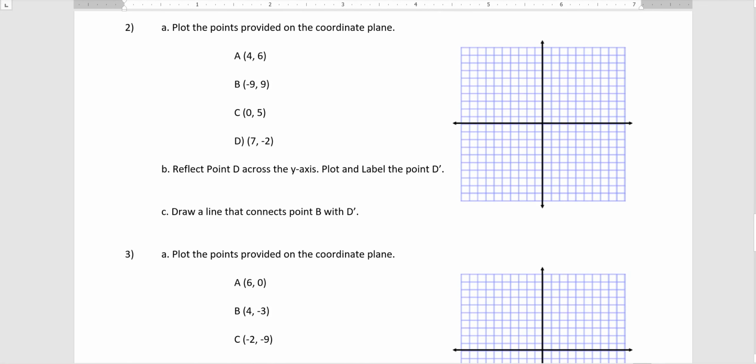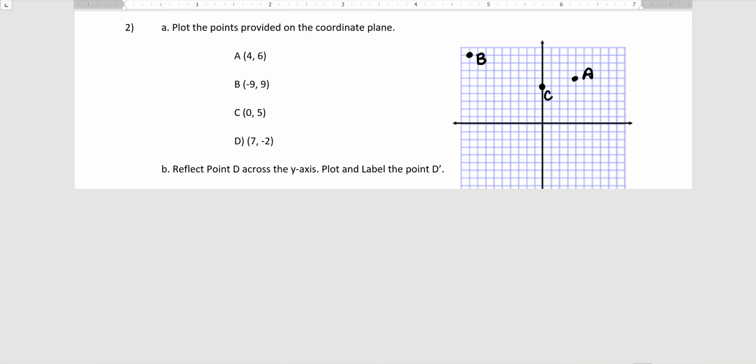So again, we're going to plot points. So 4, 6 means right 4, up 6, and that is point A. Negative 9, 9. So that would be left 9, up 9. Right here, that's point B. 0, 5. So I would go over 0 and then up 5. 1, 2, 3, 4, 5. That would put me right here. That's point C. And D is 7, negative 2. So I'd go right 7.